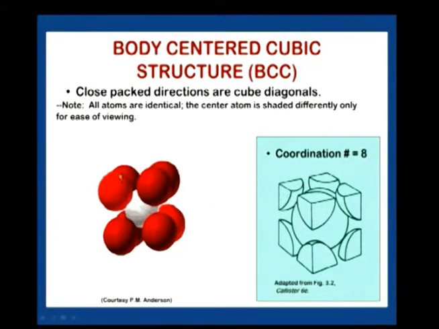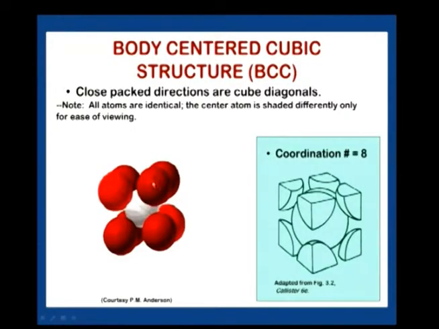That is one thing. Note, all atoms are identical, the center atom is shaded differently only for the ease of viewing, right. It is not necessary that these atoms are different, only for viewing you got white colored. Maybe in the case of iron, iron is a solid crystallizing in the body centered cubic structure. So, there are iron atoms at the 8 corners, the atom at the center, right, then the atoms which are found at the corners. Okay. The atom at the center wholly belongs to the cube.